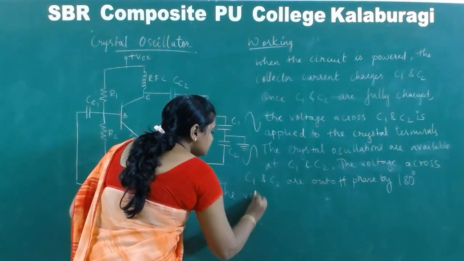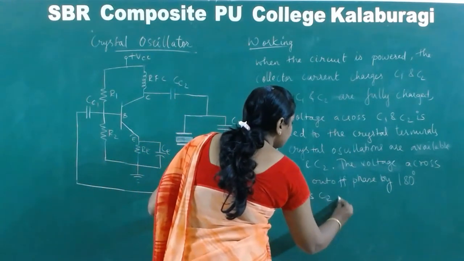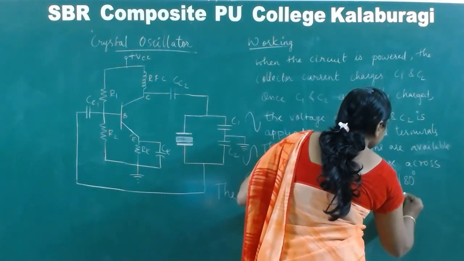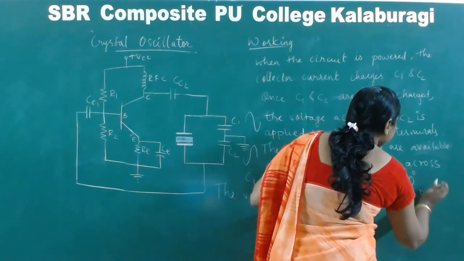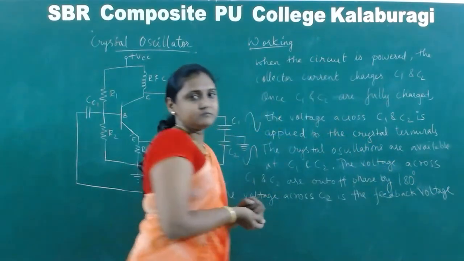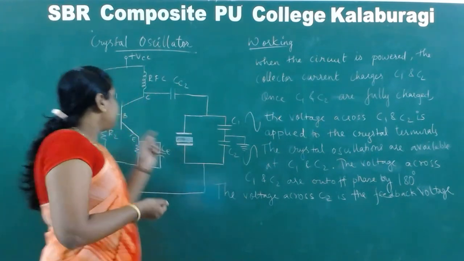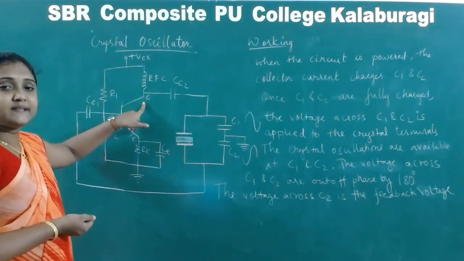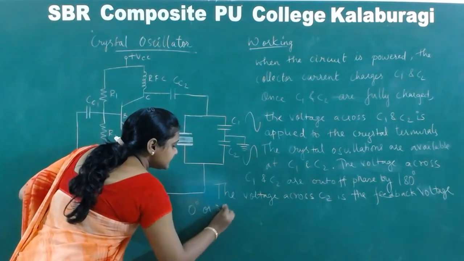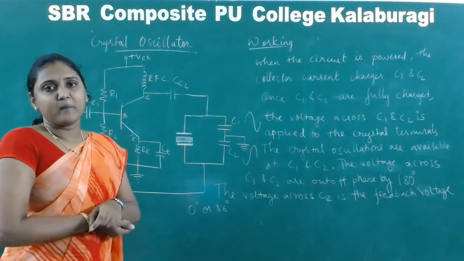The voltage across C2 is the feedback voltage. So the voltage across C2 is the feedback voltage, which is a 180 degree phase reversal. Another 180 degree phase reversal is given by the CE amplifier. So a total of 0 degree or 360 degree is obtained. That satisfies the condition of Barkhausen's criterion.